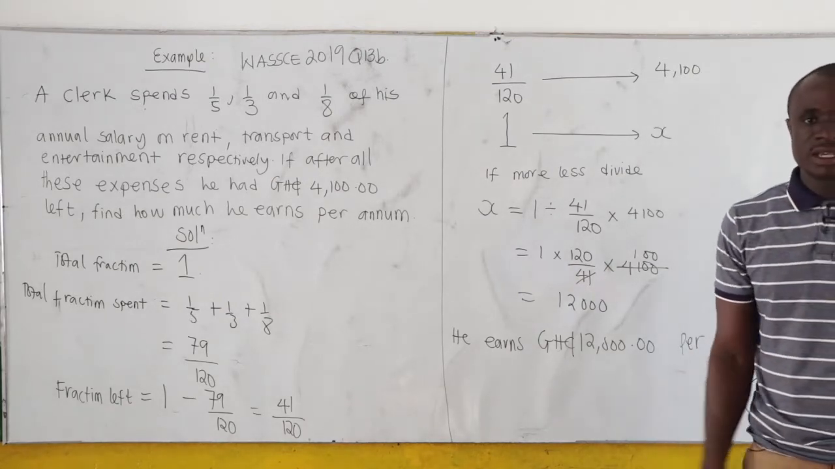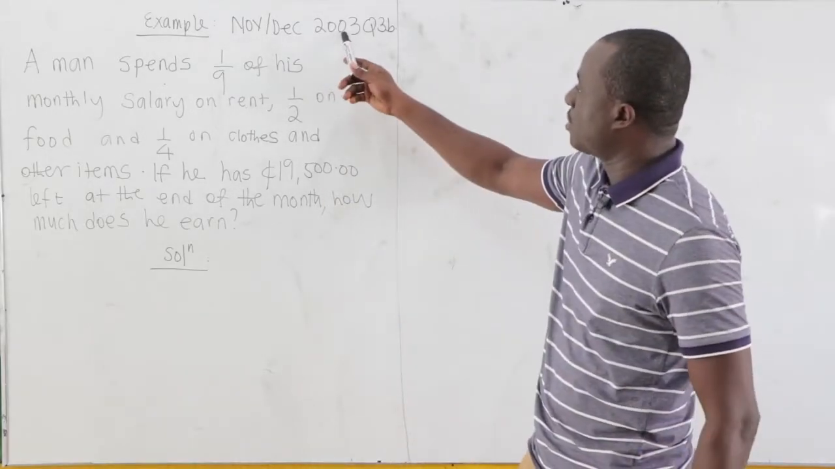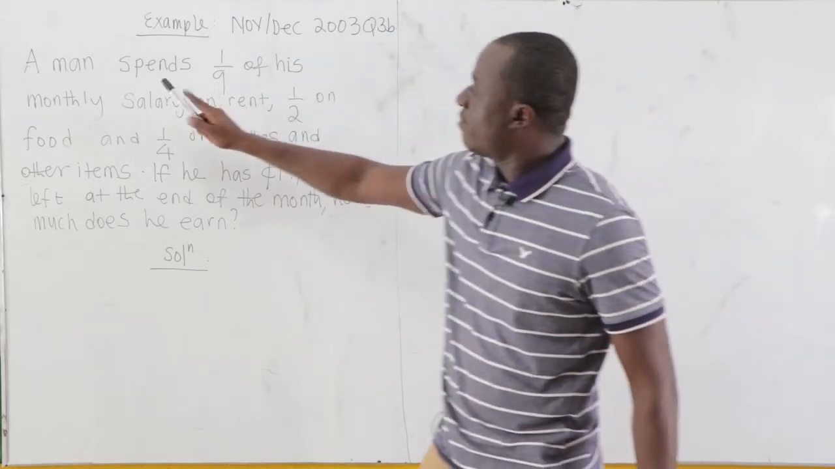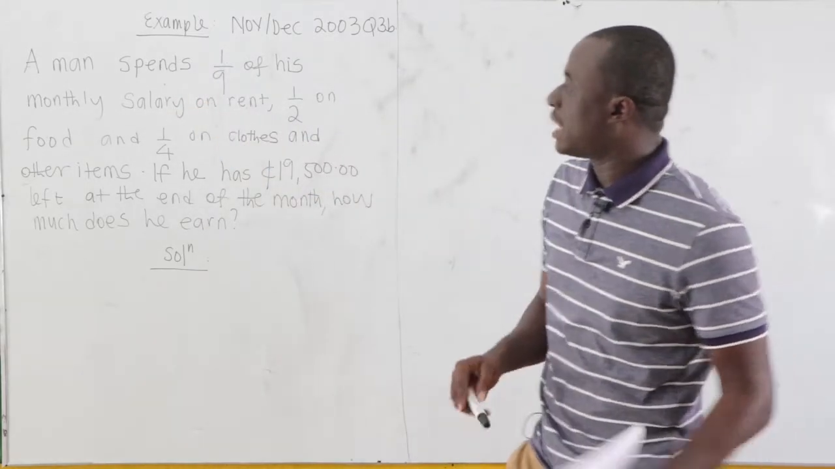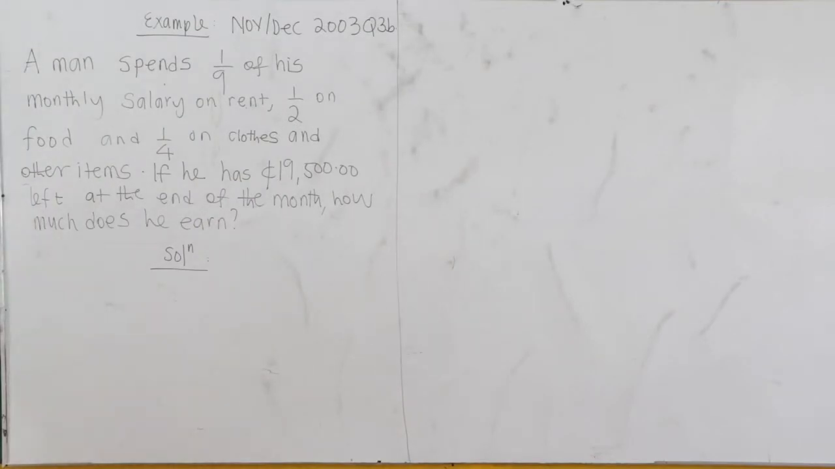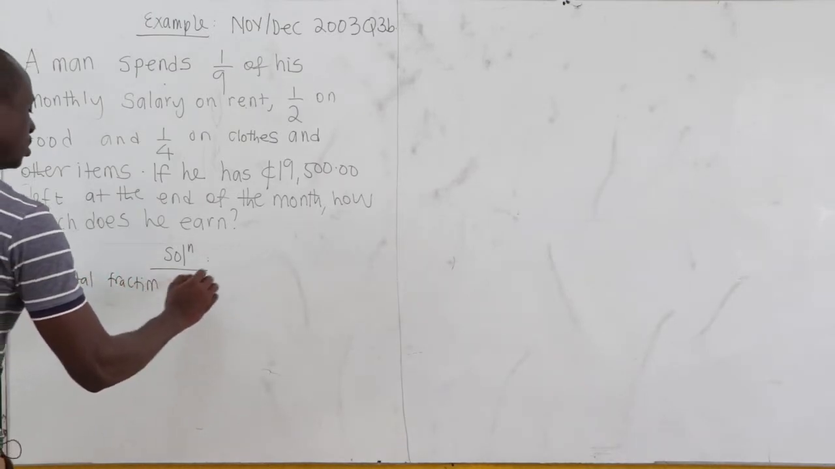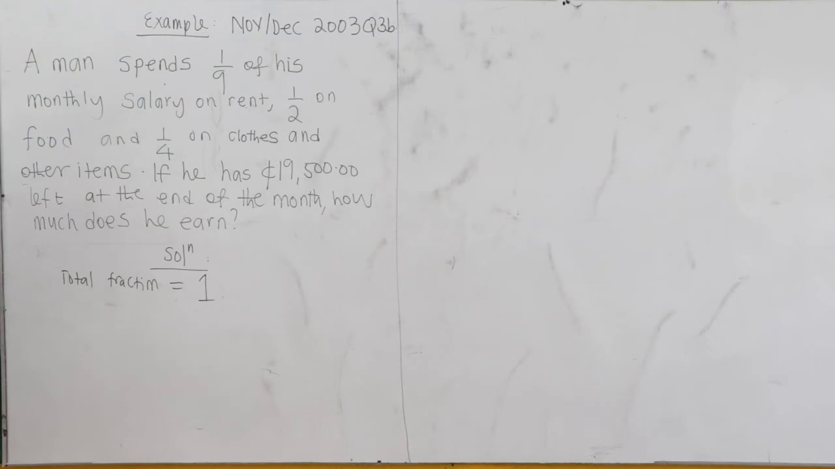Let's consider the next example. Now let's consider this example. This is the VEC 2003, question number 3b. A man spends 1/9 of his monthly salary on rent, 1/2 on food, and 1/4 on clothes and other items. Now let's see. So total fraction on his monthly salary is equal to 1.